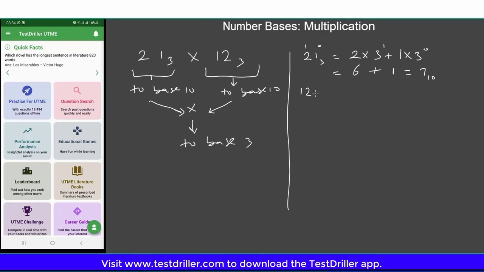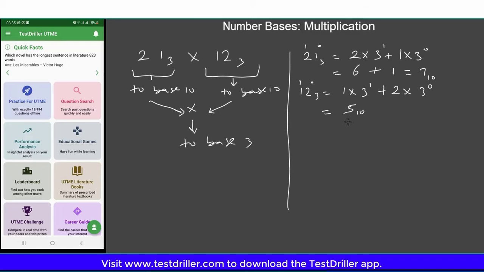So let's convert 12 in base 3 to base 10. The position of this is 0, the position of this is 1. So you say 1 times 3 raised to the power of 1 plus 2 times 3 raised to the power of 0. If you simplify this, you get 1 times 3, that's 3, plus 2 times 1, and that will give you 5. That's 3 plus 2, that's 5, and that's in base 10.